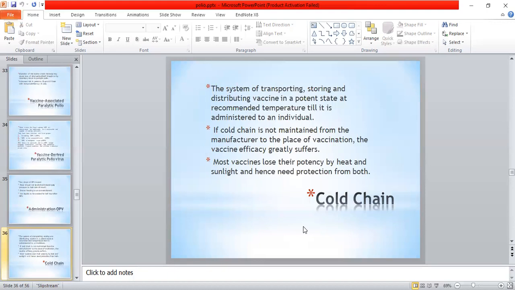Now, the transmission, which majorly includes the cold chain. So, what is the cold chain? The system of transporting, storing, and distributing the vaccine in a potent state at a recommended temperature till it is administered to an individual. If the cold chain is not maintained from the manufacturer to the place of vaccination, the vaccine efficacy greatly suffers. Most vaccines lose their potency by heat and sunlight, and hence need protection from both.